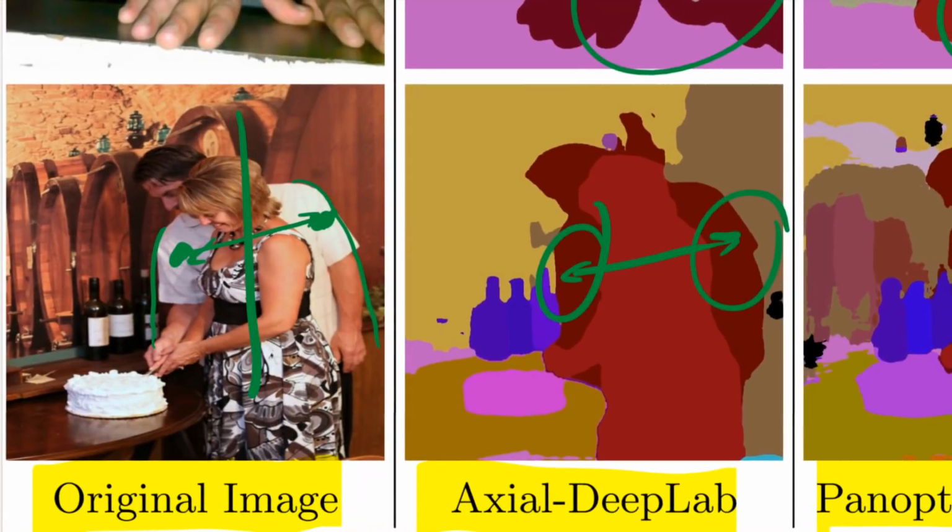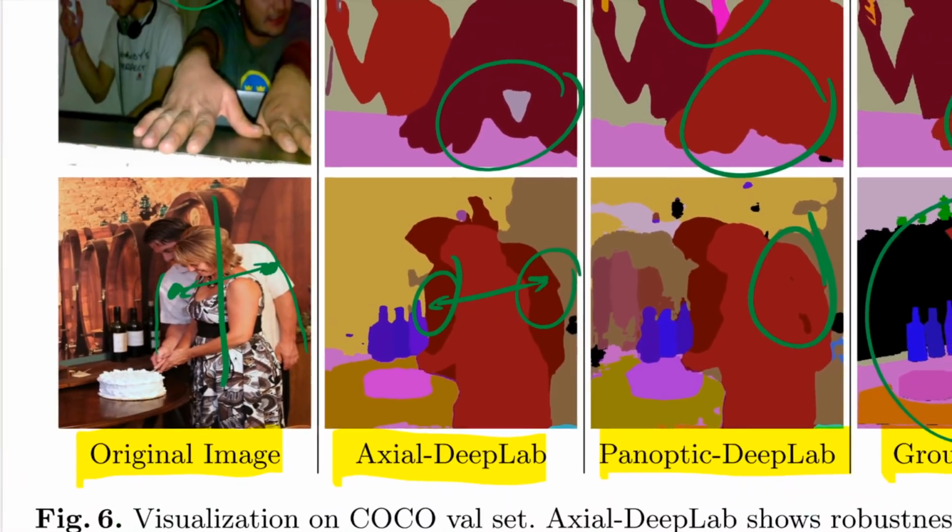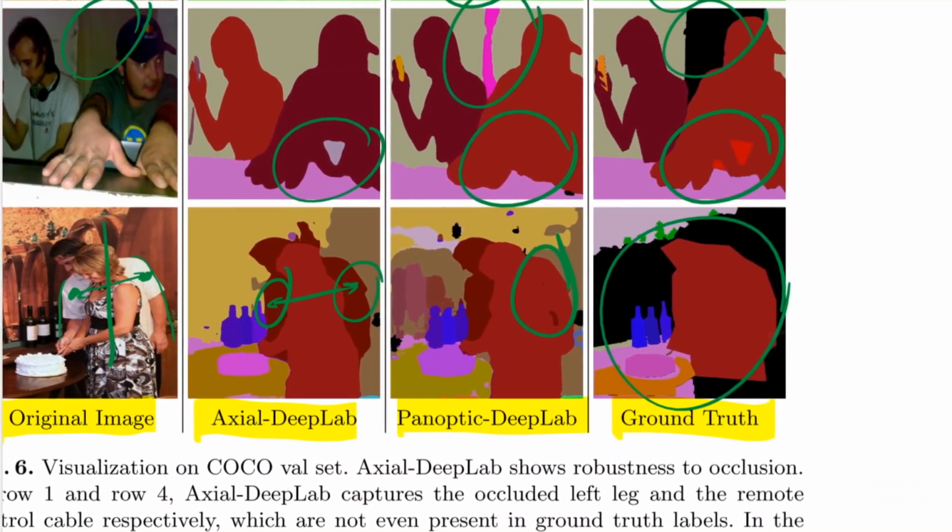At no point is the segment on the left touching the segment on the right, and still the model manages to put those into the same label category.